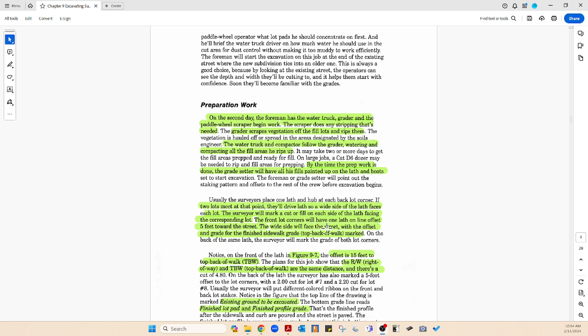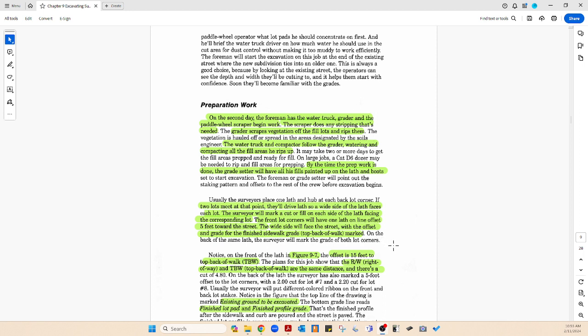The front lot corners will have one lath on line, offset 5 feet toward the street. The wide side will face the street with the offset and grade for the finished sidewalk grade, the top back of walk marked. Let me read that again. The wide side will face the street with the offset and grade for finished sidewalk grade, and that's the top back of the walk marked. On the back of the same lath, the surveyor will mark the grade of both lot corners.